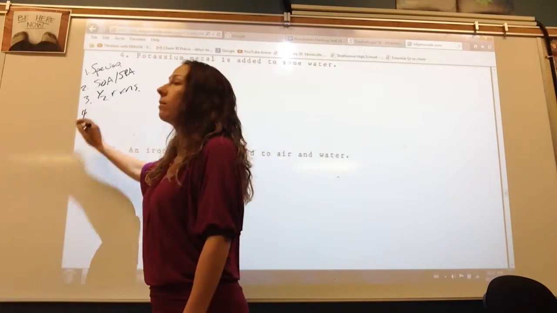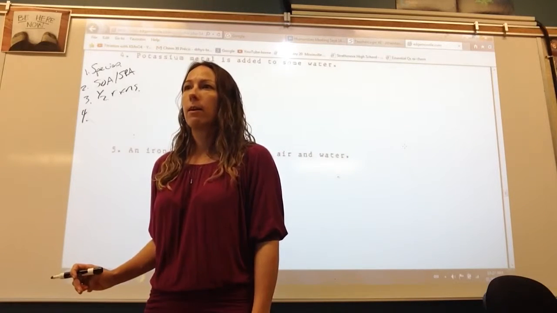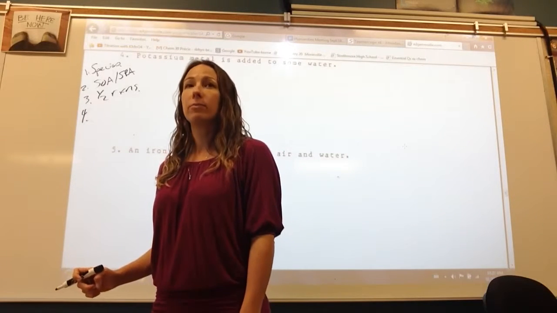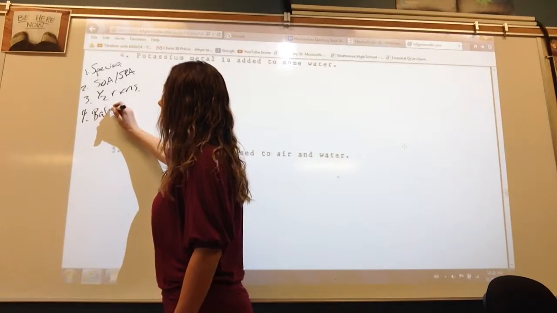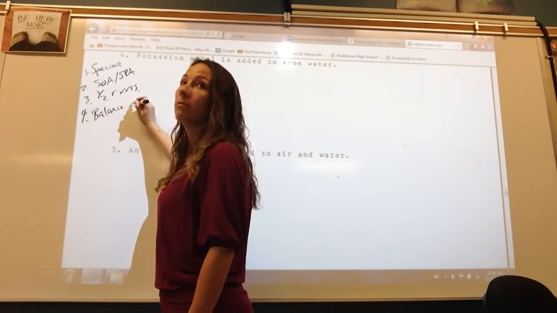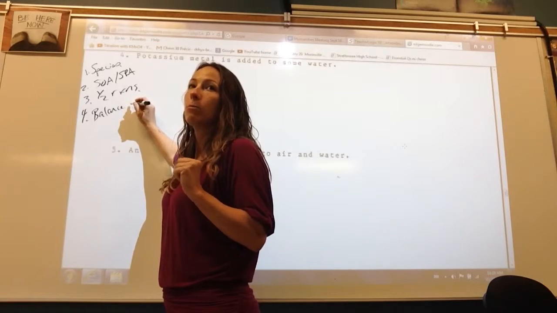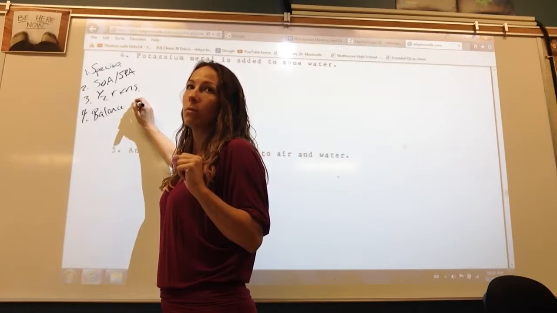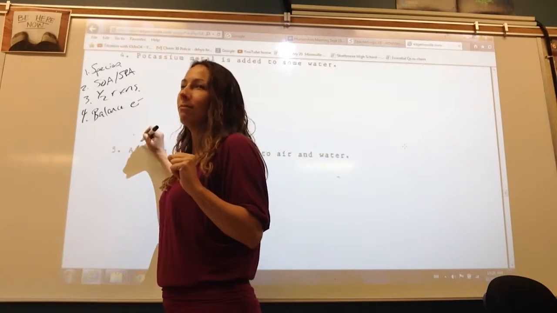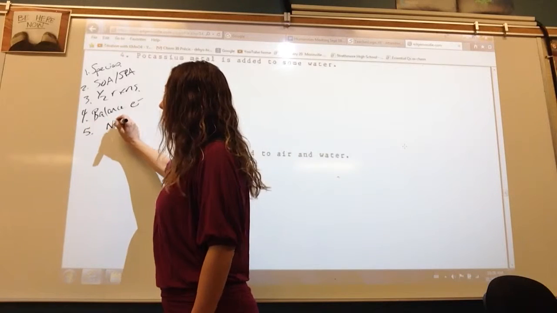And number four, what do you do after the half reactions? Amanda. Balance. Balance what? The charges. Nope. After you've written the half reactions from the data booklet, what's your next step? Balance the half reactions. Electrons. Balance the electrons. And then number five, you write your net reaction.